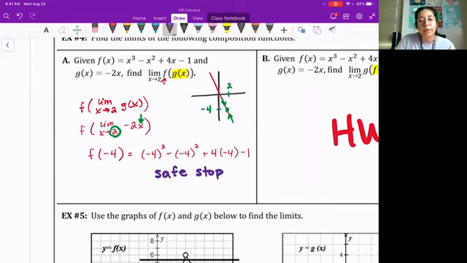Okay, safe stop means that anytime you are working on a problem and you get to a point where you only have numbers, like adding, subtracting, multiplying, dividing, exponents are okay, you can stop right there. You're done. This is an acceptable answer on a free response question on the AP test.